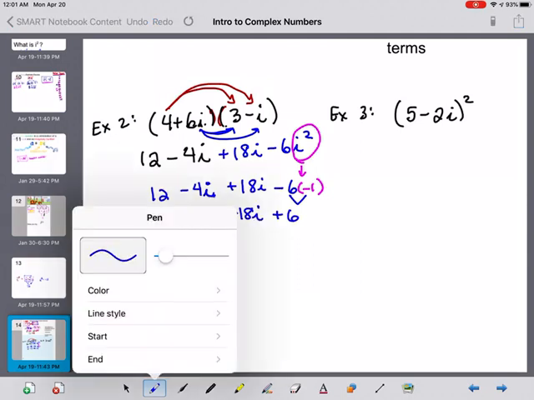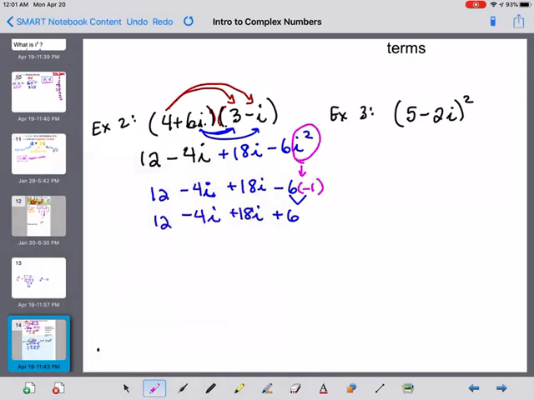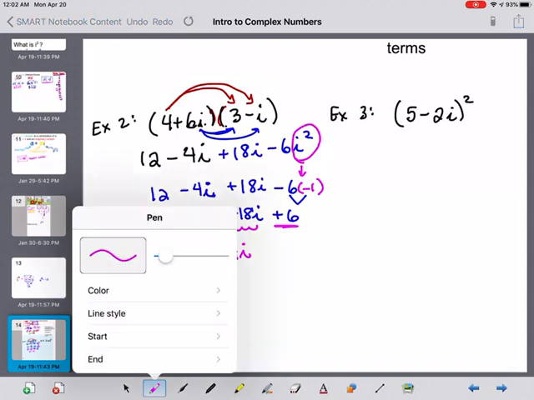And then I'm going to just combine like terms like I just practiced. So the 12 and the positive 6 are like terms because they have no variable. I add those together and get 18. And then the negative 4i and positive 18i, add those together and I get 14i. Okay, like terms, fantastic. And I'm done.